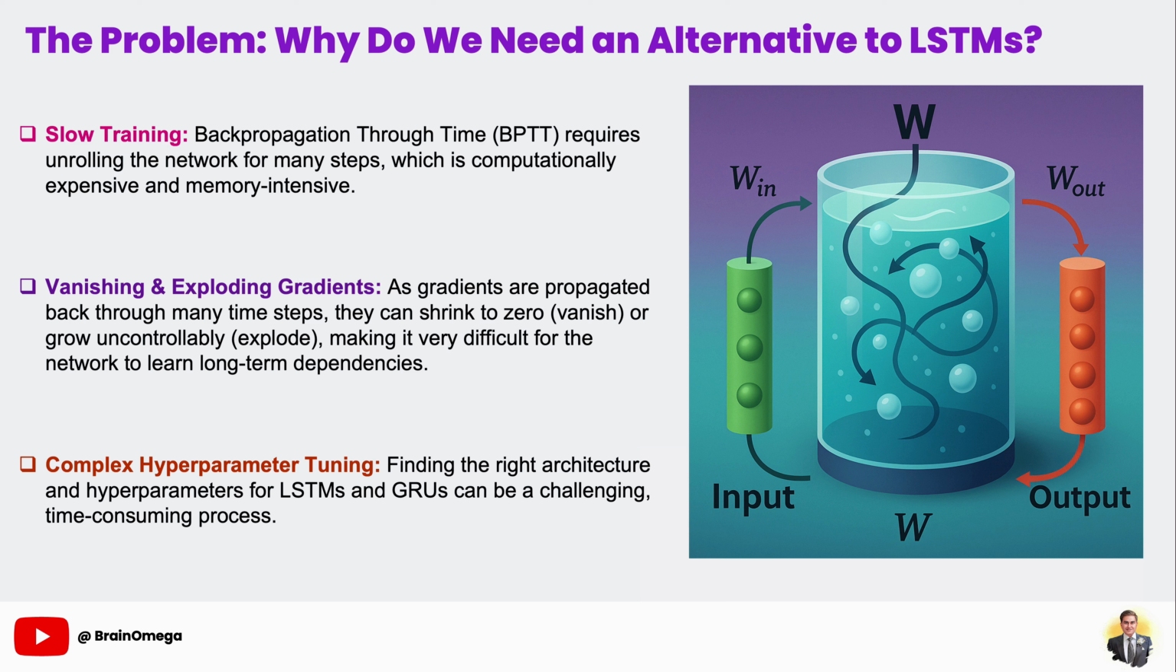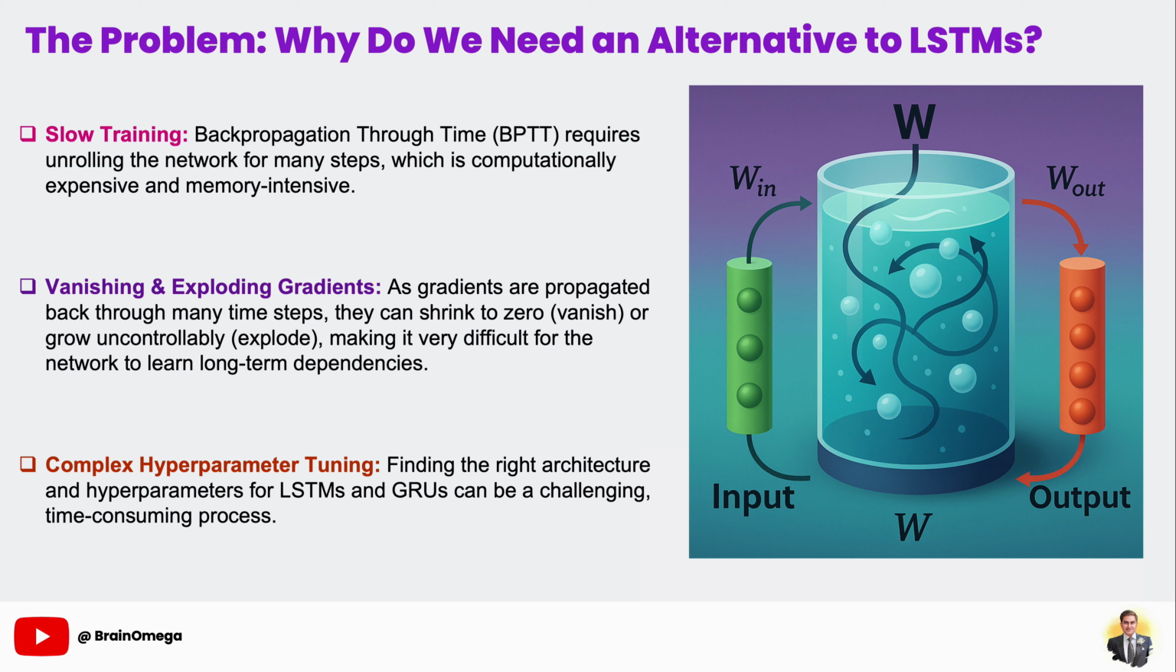Imagine you're trying to teach the network by sending an error signal backwards in time. As this signal travels, it's repeatedly multiplied by the network's weights. If those weights are small, the signal can shrink exponentially until it vanishes, and the network can't learn from events that happened long ago. If the weights are large, the signal can explode, destabilizing the entire training process.